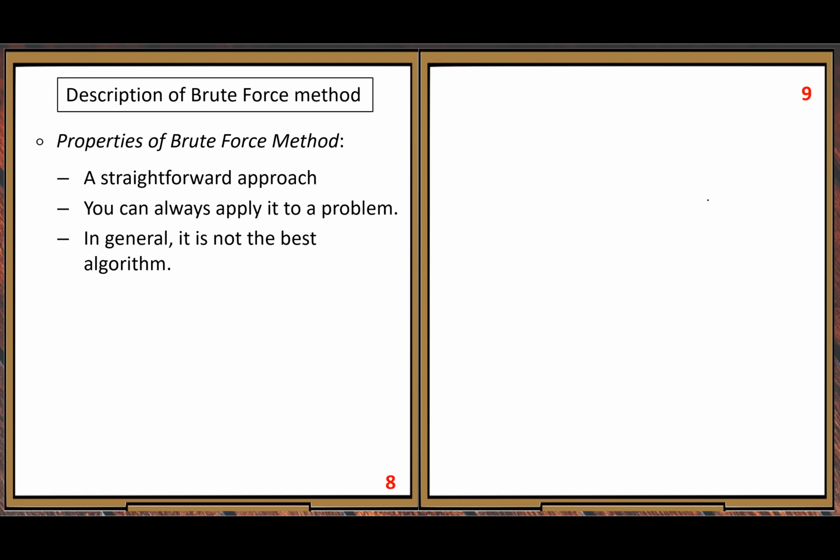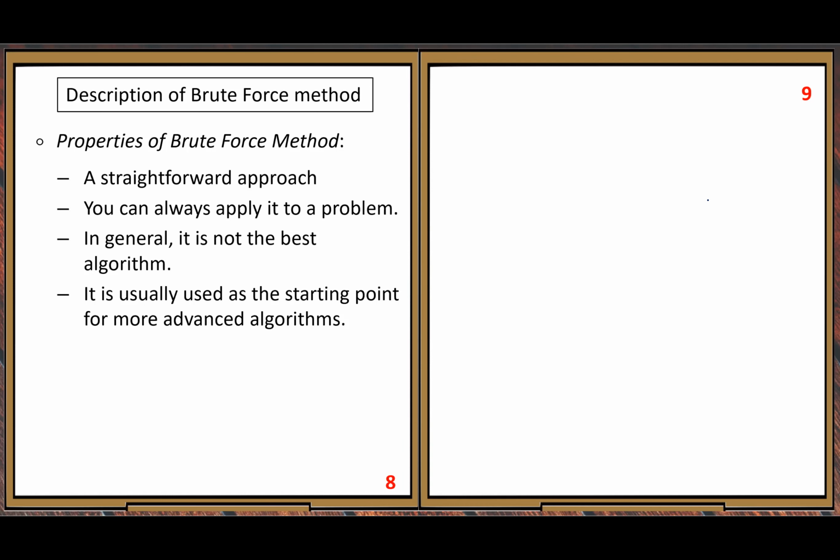In general, it is not the best algorithm, especially when the problem is relatively hard. So if you use the brute force way, you cannot get the best solution. Otherwise, the problem is easy, right? Think about it. If you use the brute force method and you can still get the best solution, that means the problem is very easy.